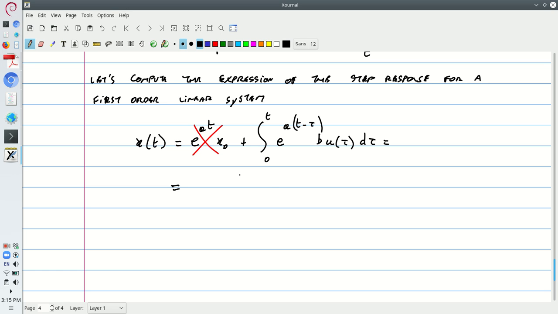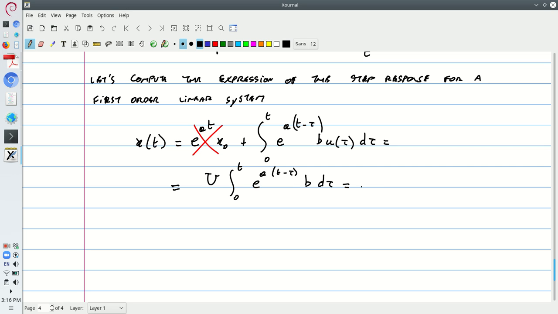Let's write down what u of tau is. Since we are integrating from 0 till t, in all this interval u of tau is equal to capital U. It's a constant, so we can take it out of the integral. And here we are left with the exponential of A (t minus tau) B d tau.